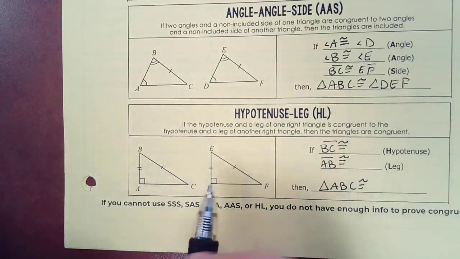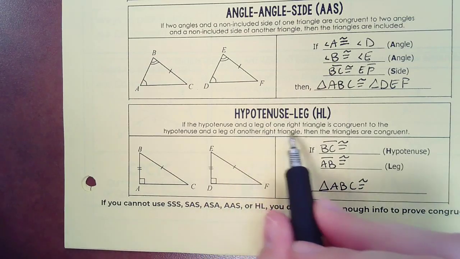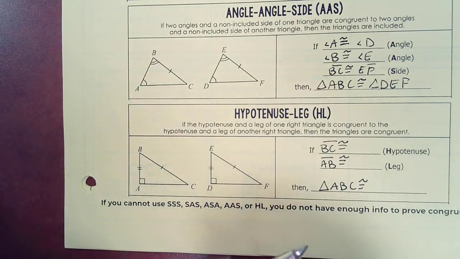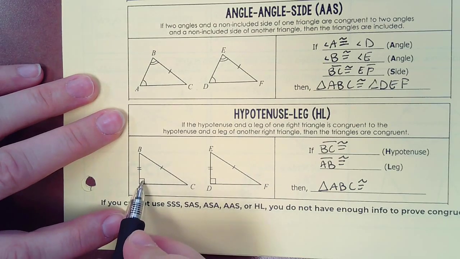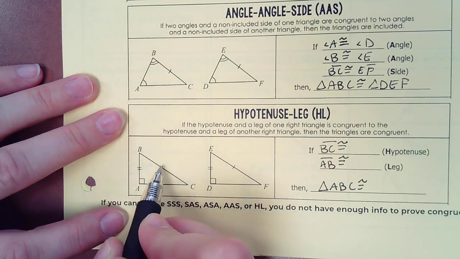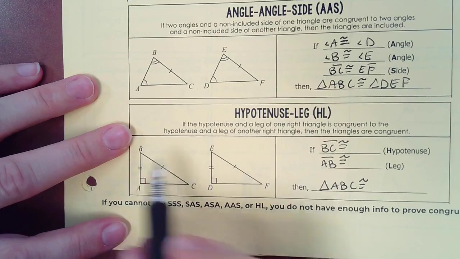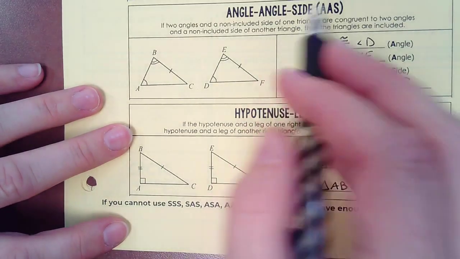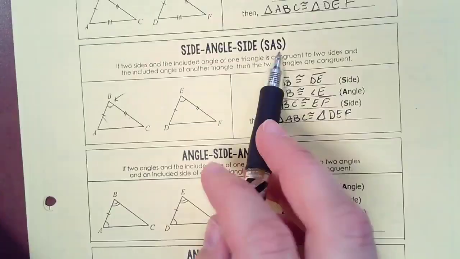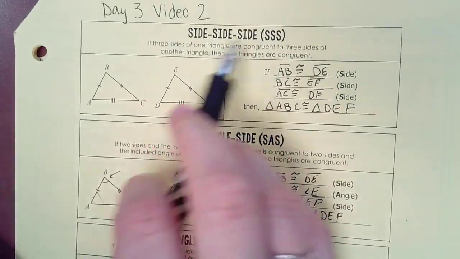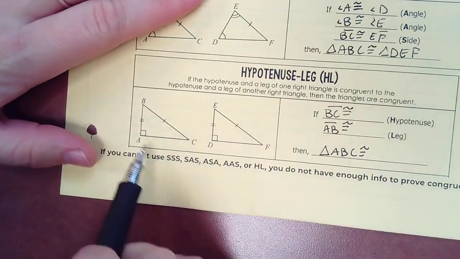Hypotenuse-leg. This is the one that's for a right triangle. If the hypotenuse and a leg of one right triangle are congruent to the hypotenuse and the leg of another right triangle, then the triangles are congruent. So we also have an angle here. So we have an angle and 2 sides. If we see an angle and 2 sides, these are AAS, ASA, SAS, and SSS. There is no ASS. There is no angle-side-side.